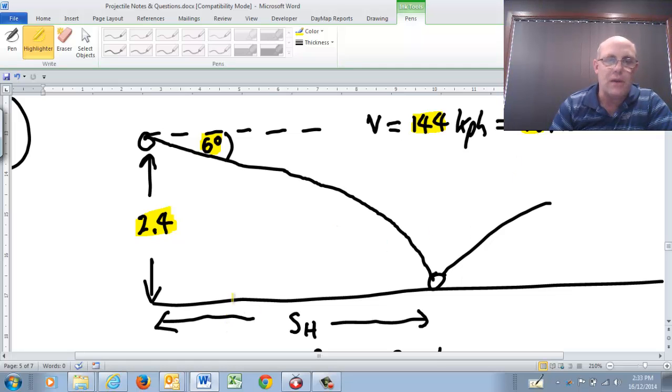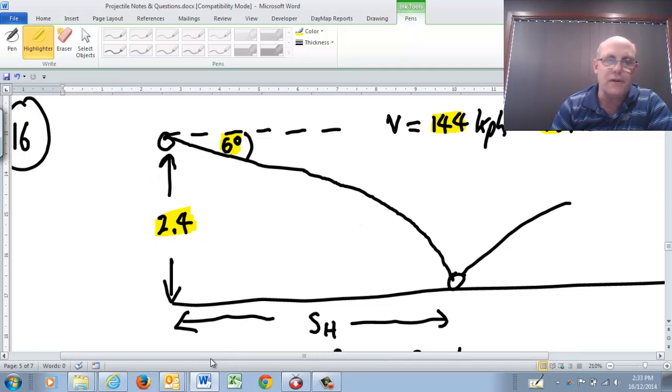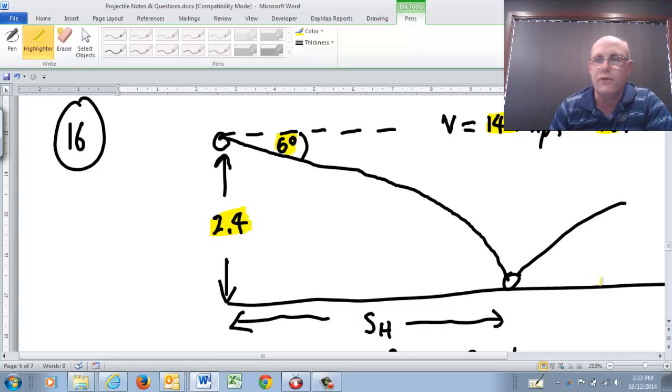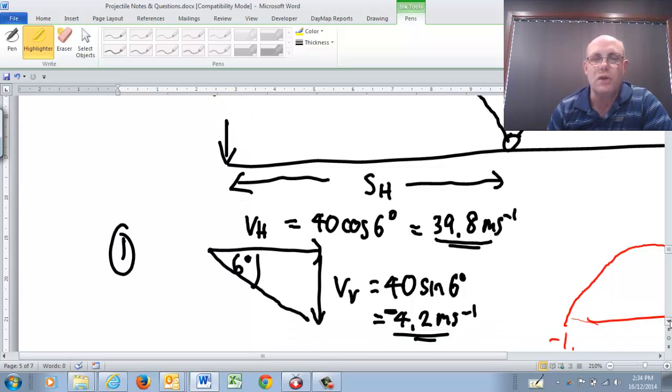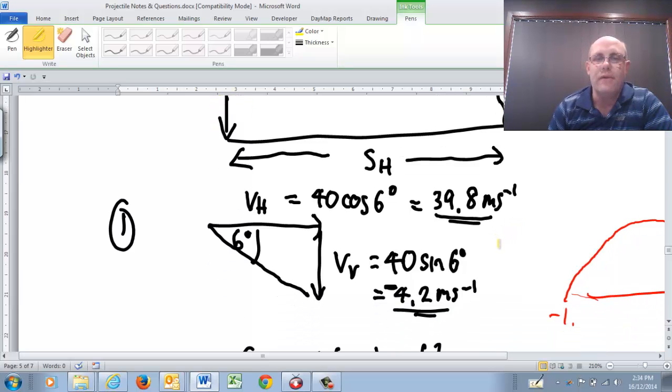Now again, it's one of those things, it doesn't ask you to find the initial horizontal and vertical velocities, but you can't do this question without actually finding them. So again, you'll need to just draw your triangle. V cos 6 is going to give you a horizontal velocity. V sine 6 is going to give you a vertical velocity. Now remember here, it's really important that you actually remember that's negative 4.2 meters per second.